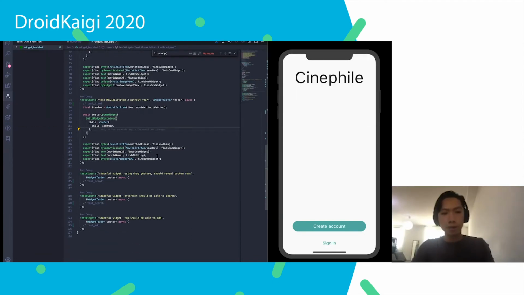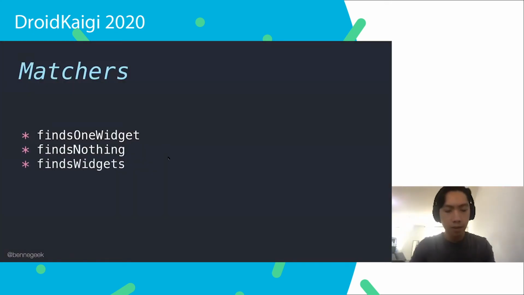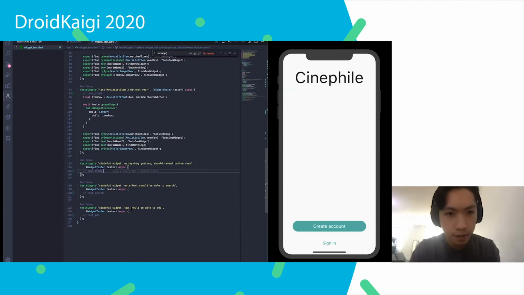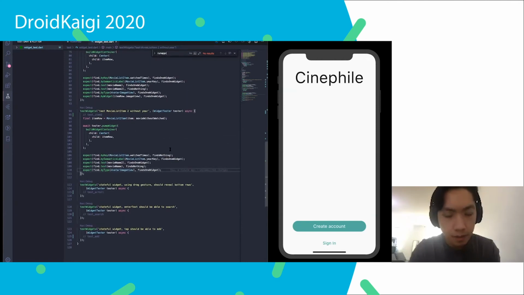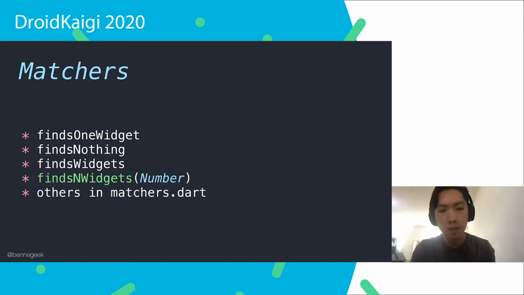Yeah. So going through the slides again, you have finds one, finds nothing, finds widgets, so multiple widgets, and finds n widgets, where you can specify the number. So finds widgets is just finds multiple widgets, like one or more. And then finds n widgets is the exact number of widgets. So you can have that later on. And you can also use the other matchers in matchers.dart. Maybe you can also create your custom matcher and extend from the Matcher class.